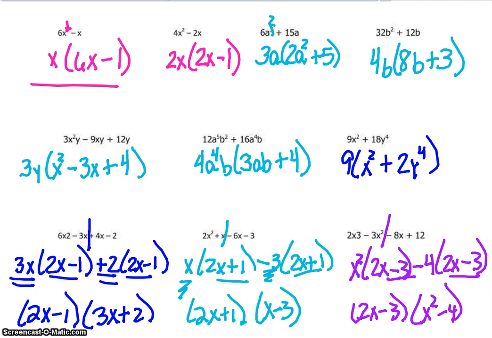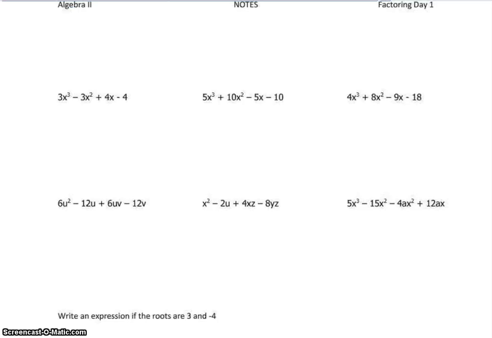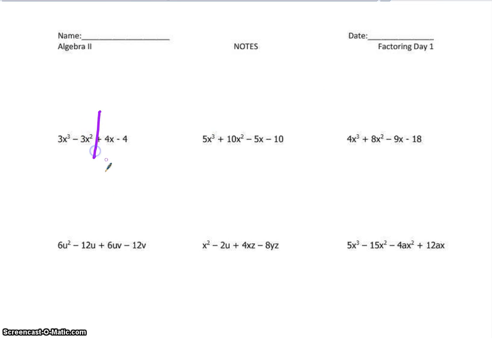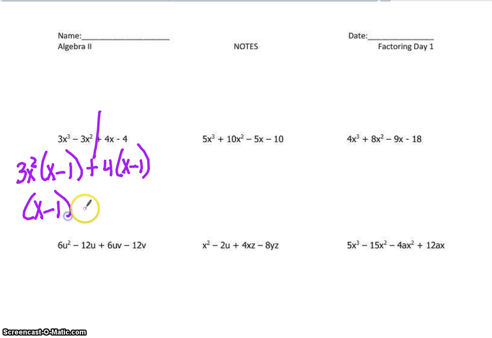Going to the back. You're going to cut it in half. They both divide by 3. They both have an x squared. So this leaves you x minus 1 plus, they both divide by 4, leaves you x minus 1. So x minus 1 and 3x squared plus 4 will be your answer.